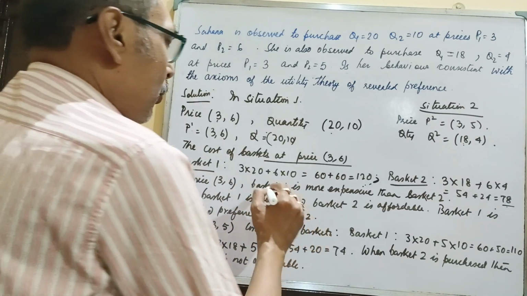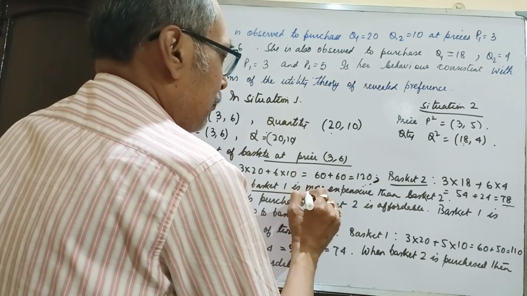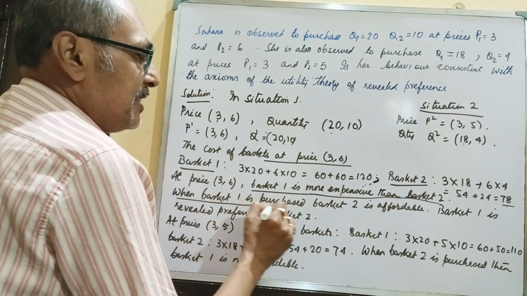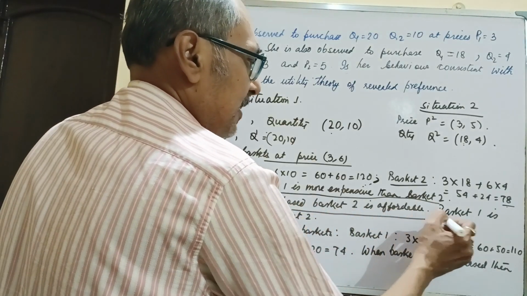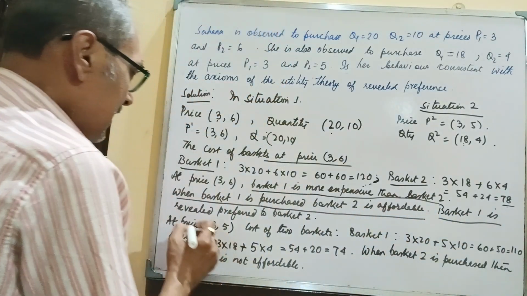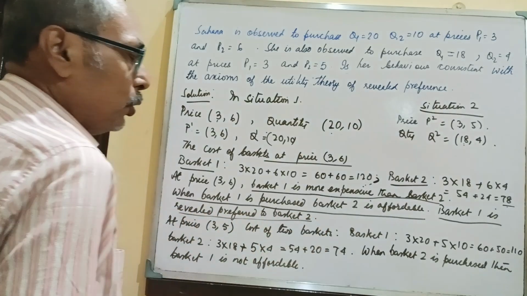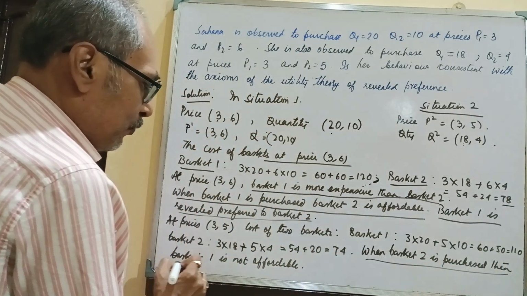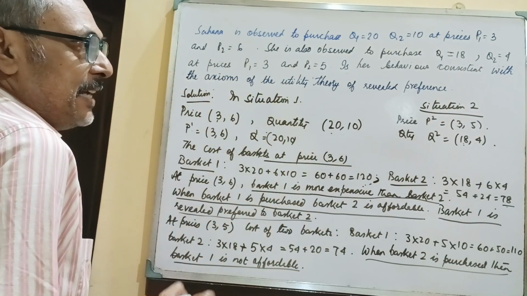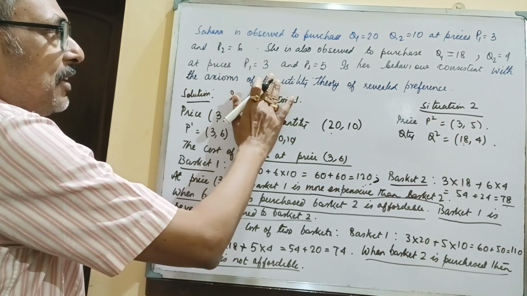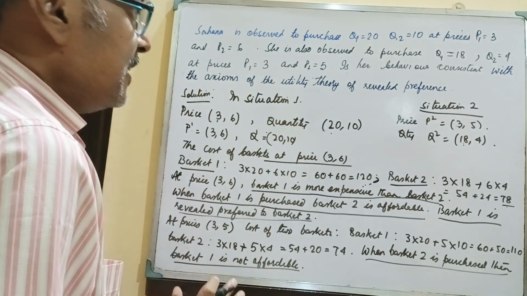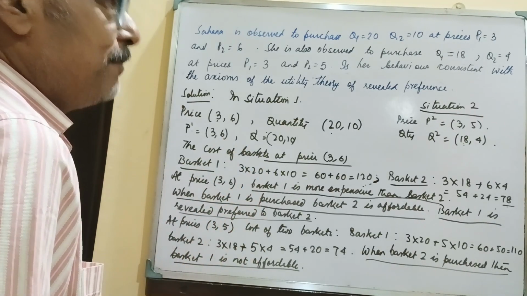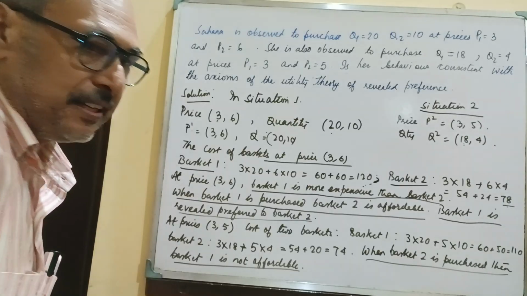Now these are the two important things. Basket 1 is more expensive than basket 2. When basket 1 is purchased, basket 2 is affordable. That is, basket 1 is revealed preferred to basket 2. And when basket 2 is purchased, then basket 1 is not affordable. That means these given conditions are consistent with the axioms of revealed preference theory. This is consistent with the weak axiom of revealed preference theory.